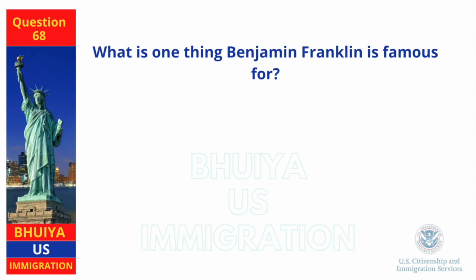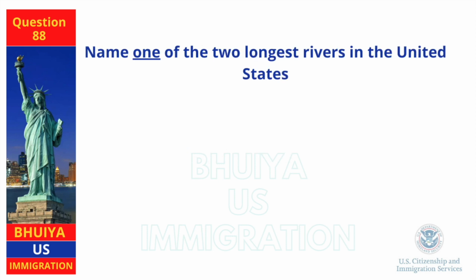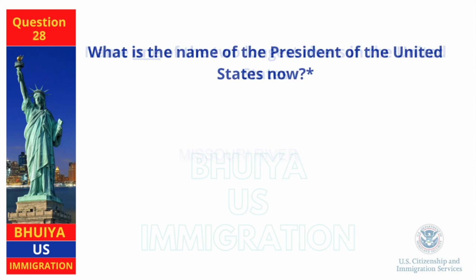What is one thing Benjamin Franklin is famous for? US diplomat. Name one of the two longest rivers in the United States. Missouri River. What is the name of the President of the United States now? Joe Biden.